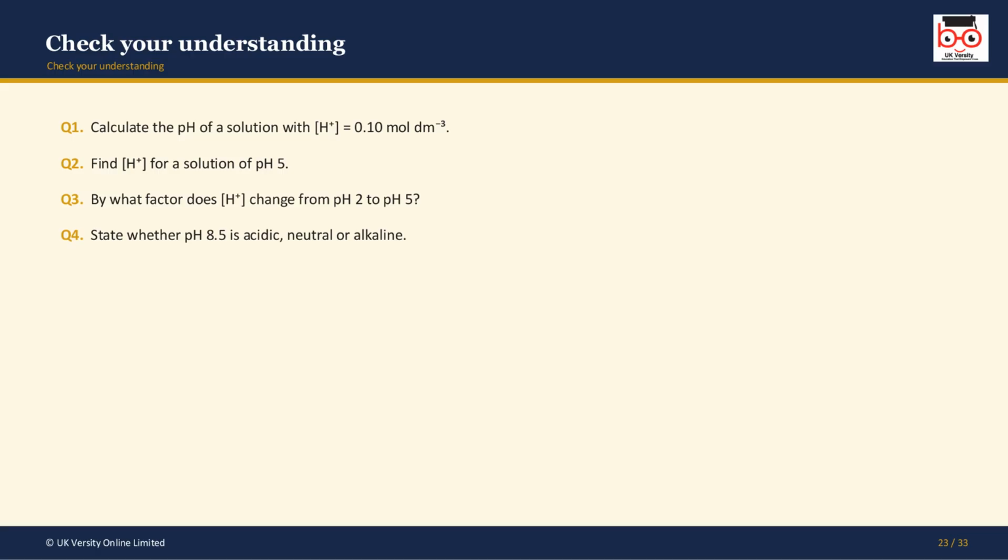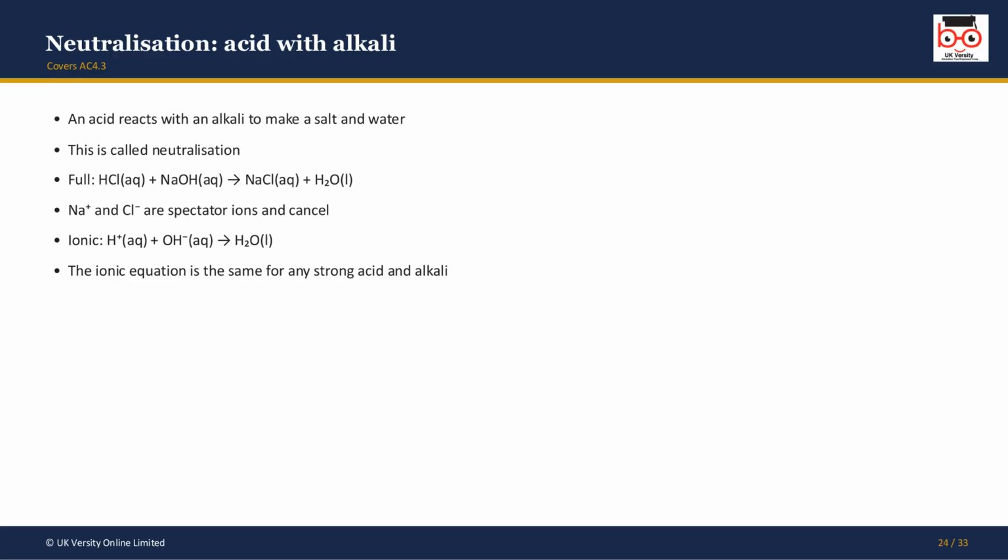Time for some pH practice. Can you calculate the pH of a solution with a hydrogen ion concentration of 0.10 moles per cubic decimeter? Find the hydrogen ion concentration for a solution of pH 5. By what factor does the hydrogen ion concentration change, going from pH 2 to pH 5? And is pH 8.5 acidic, neutral, or alkaline? Work those through. Now let's turn to the reactions of acids, starting with neutralization.